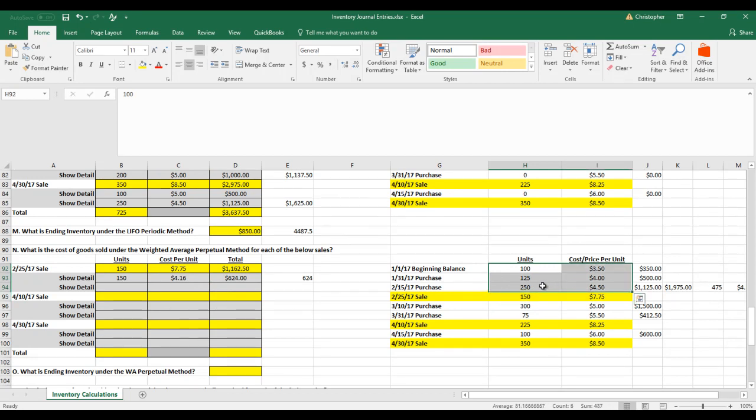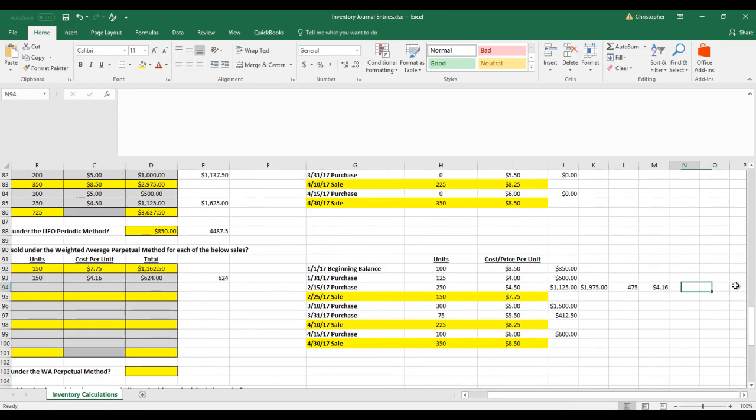What it essentially means is our cost is now 416 per unit. We've essentially destroyed these three layers and created a new layer of 416 per unit. Now, first of all, we have to figure out how many of those units we have left. We had 150 that we sold out of the 475. So we have 325 left at 416 per unit.